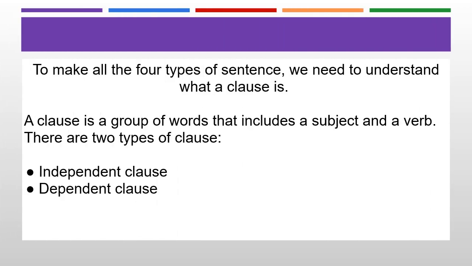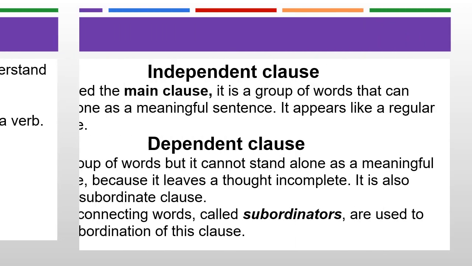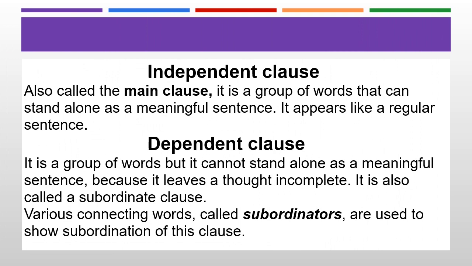To structure a sentence correctly, we need to understand what a clause is and how it works. A clause is any group of words that includes a subject and a verb, and it is divided into dependent and independent clauses. An independent or the main clause is much like a regular sentence and it can stand alone as a meaningful sentence. However, a dependent or a subordinate clause cannot stand alone as a meaningful sentence and it is dependent on the main clause. The reason it is not a complete sentence is that it leaves the thought incomplete. That is why it is joined with connecting words called subordinators, which show that this is a subordinate clause.